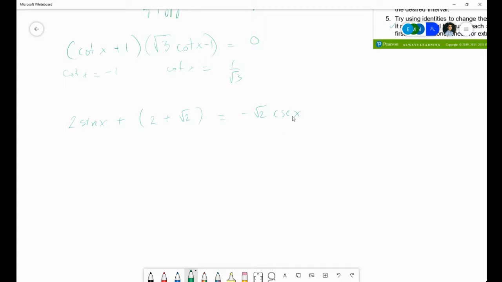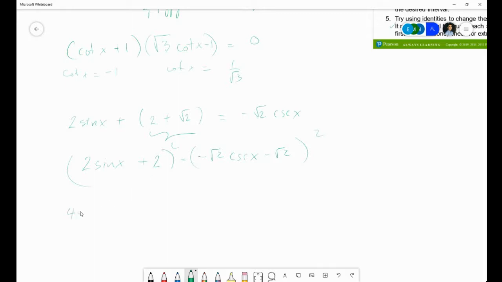Let's see. So this part right here is the one I'm concerned about. Mm-hmm. The 2 plus square root of 2. Let's try squaring both sides. So sine x plus 2. I want to get rid of this square root. So I have negative square root of 2 cosecant x minus square root of 2. Okay, so let's square both sides.